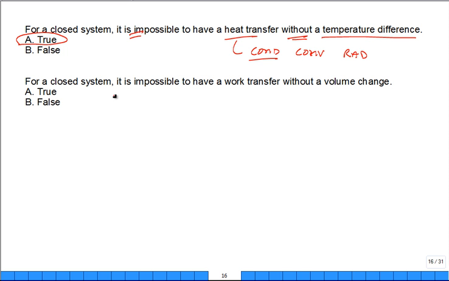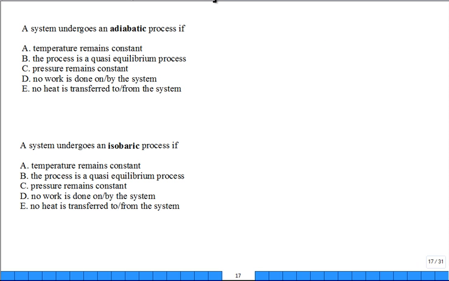What about this one? Somebody went like this. True? That's an illustration of a closed system, paddle wheel, work transfer across the boundary, but no volume change. So, all right, so I think a lot of people have already worked on this one.